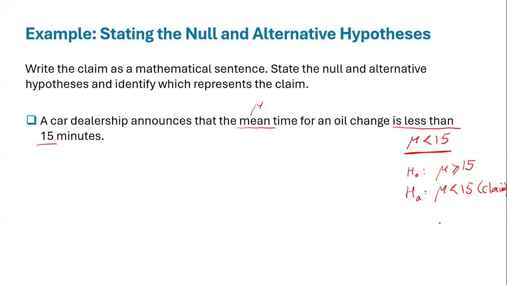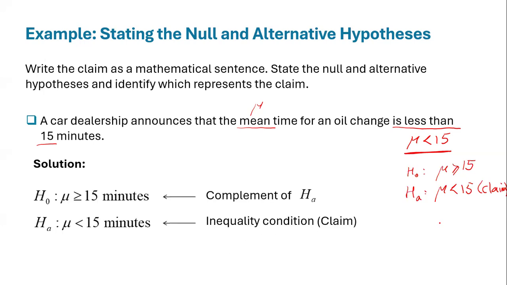So the alternative is when mu is less than 15 and the null is greater than or equal to. Or you can only put mu is equal to 15 for the null hypothesis. That's fine.